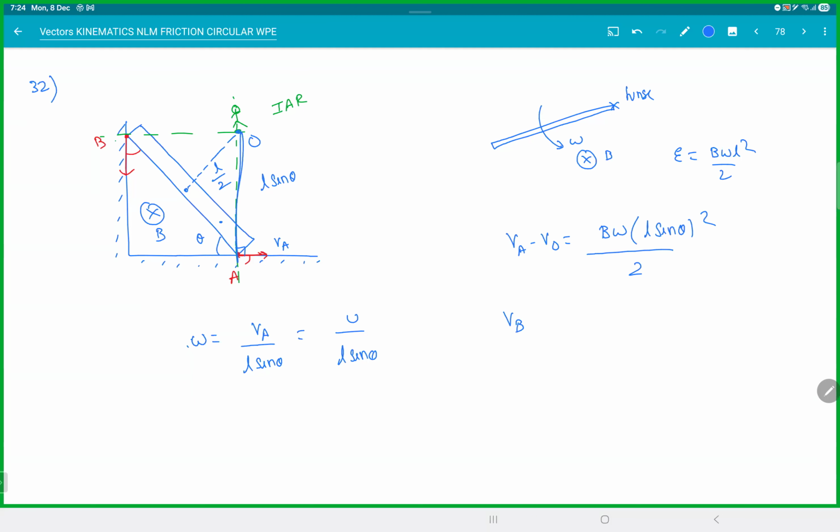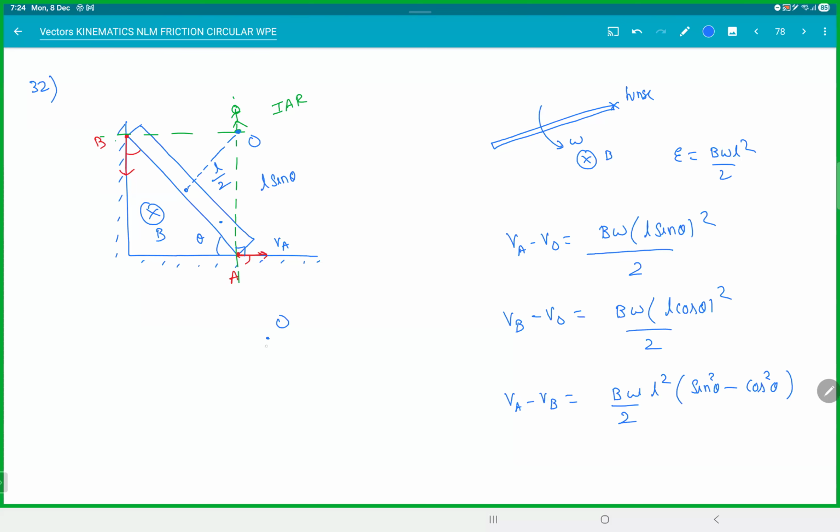So you're treating OB as one rod and OA as one rod. VB minus VO will be B omega (L cos theta) square by 2. So you want VA minus VB, subtract them. Check which is positive, which is negative though. B omega by 2 L square (sin square theta minus cos square theta). Is that clear, everyone? You just have to go and stand on the IAR, right?